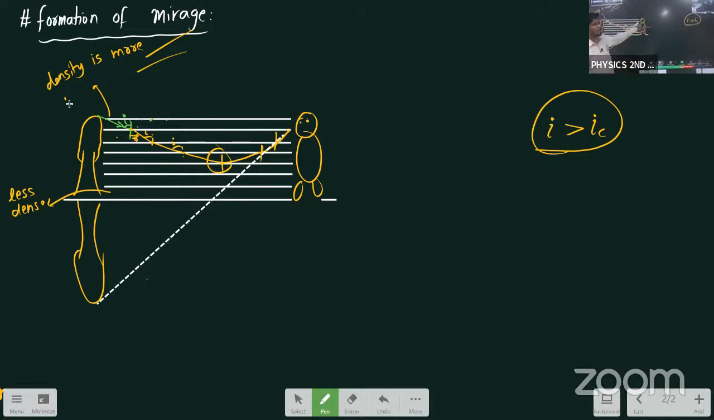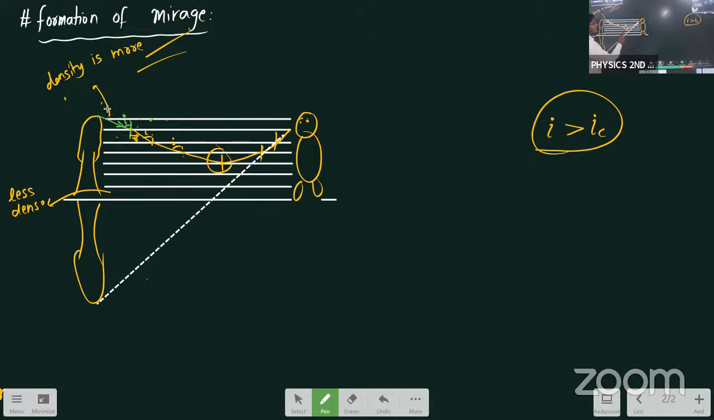So how are you supposed to write the answer? You are supposed to write that during hot summer days, the air near the ground surface is very hot. Due to that, the density of the air molecules is very less. As I move upward, the density is increasing, and the refractive index is also increasing.